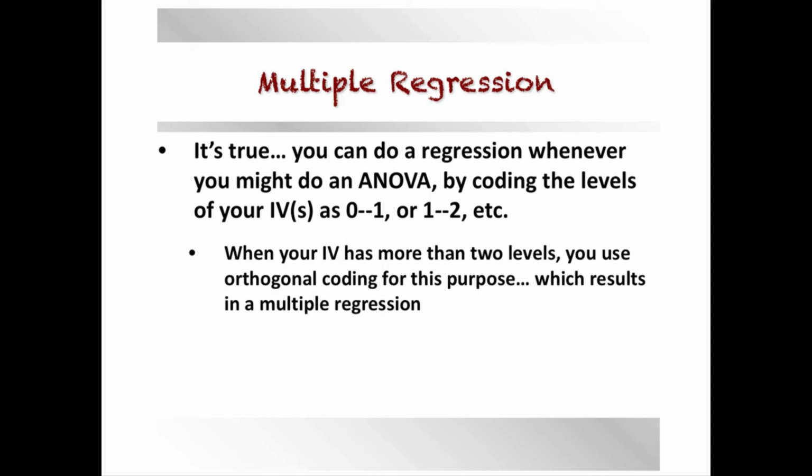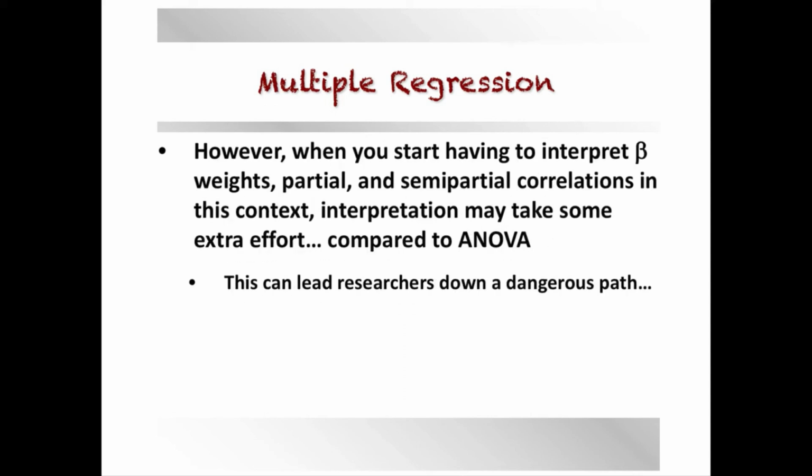When your IV, however, has more than 2 levels, you use the orthogonal coding. That results in a multiple regression. The orthogonal coding is a way of coding, let's say, group 1, group 2, group 3, in a way that allows you to get the same p-value for the results as you did with ANOVA, and vice versa. However, when you start having to interpret beta weights for the orthogonal coding, interpretation may take some extra effort.